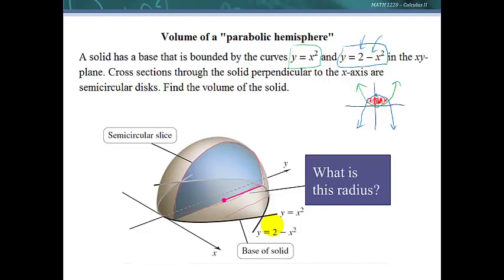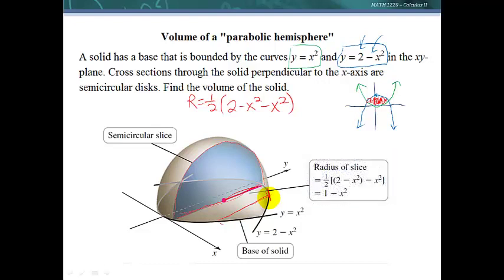So let's see here. We could see that this diameter, wherever we are along here, is going to be the difference between the two curves. It's going to be the upper curve minus the lower curve. So if we're trying to get the radius, it's going to be 1/2 because it's half of the diameter. The upper curve, 2 minus x squared, minus the lower curve, which is x squared, and taking the difference between the curves would give us the diameter, and so half of that is the radius. Okay, so we could simplify that and have 1 minus x squared.